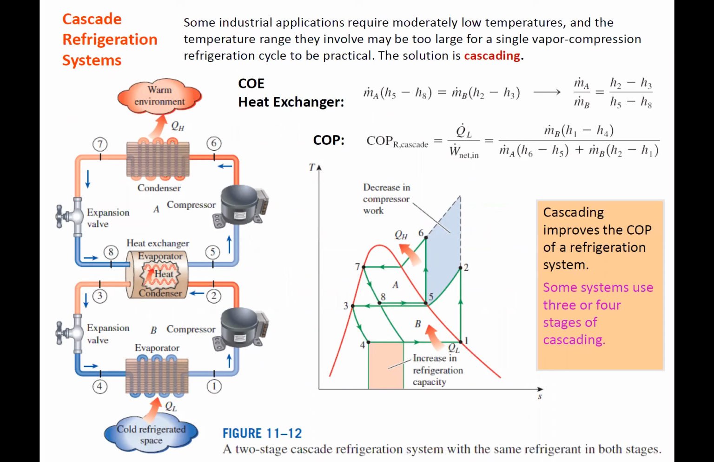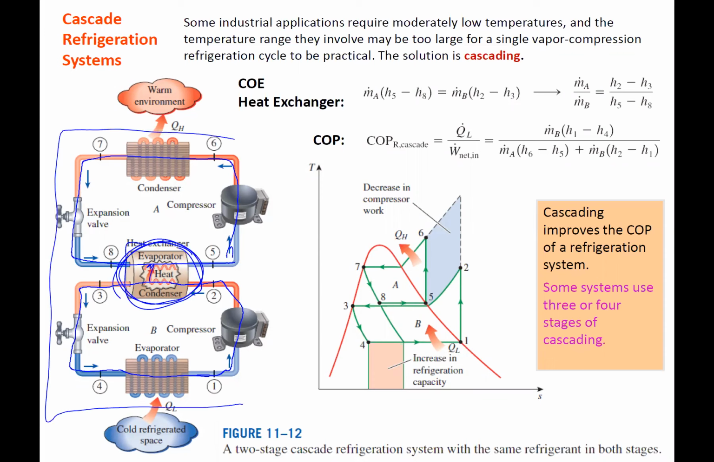We have 8 states, but down here we have a vapor compression cycle, and up here we have a vapor compression cycle. We have a heat exchanger that connects the condenser and evaporator, so there's no external heat transfer there. That's from the upper to the lower. The external heat transfer is where we have our boundary on the whole cycle. There's our QH, there's our QL.